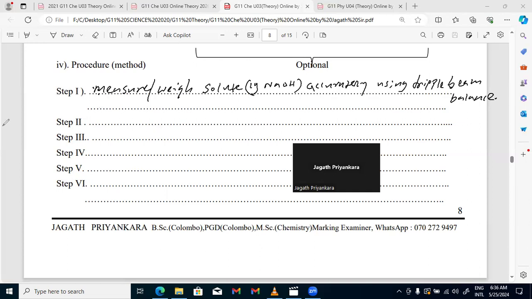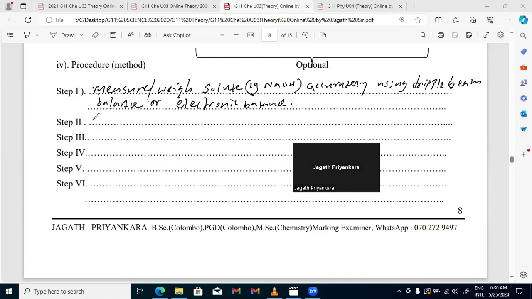I have given more space, right? Using triple beam balance or electronic balance. In the exam, you can write both, but writing only triple beam balance is enough.